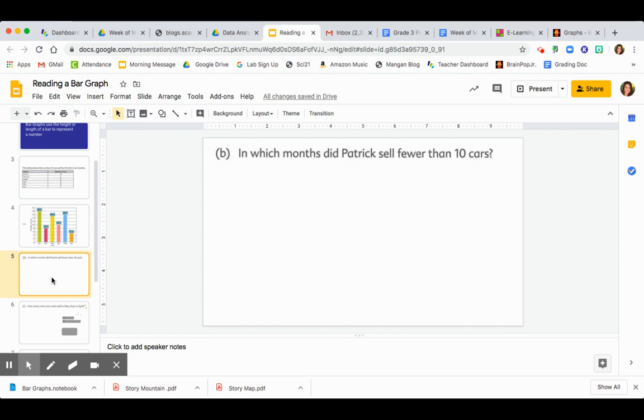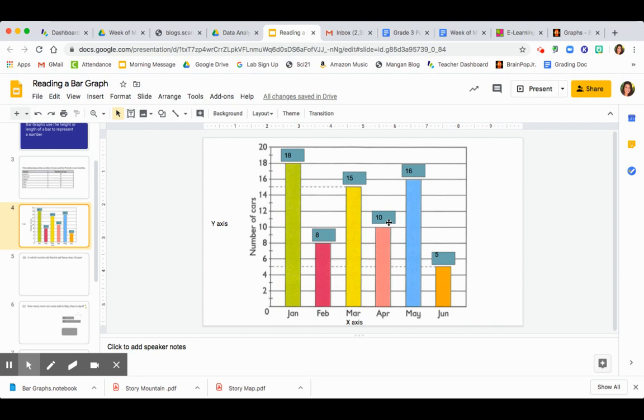In which months did Patrick sell fewer than 10 cars? So I'm going to look closely. Fewer than 10. So let's go back. I'm going to find 10 right here, and I'm looking for that word, fewer than 10. Well, in April, he sold 10 cars, so that's not fewer than 10. So which 2 months are below this 10 mark? Do you see them? Yeah, they're February and June.